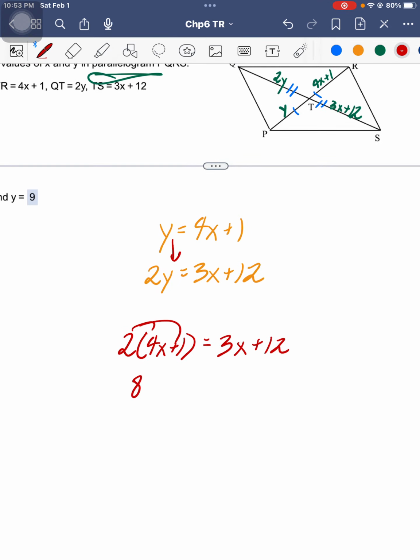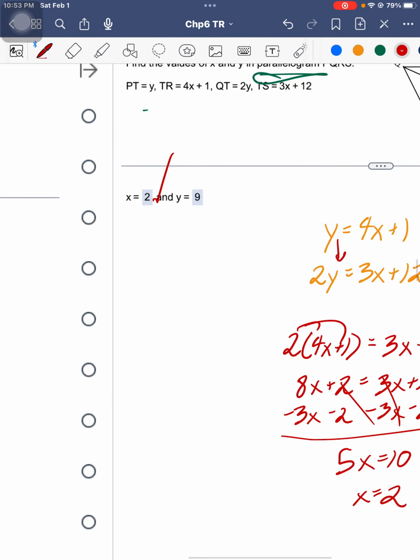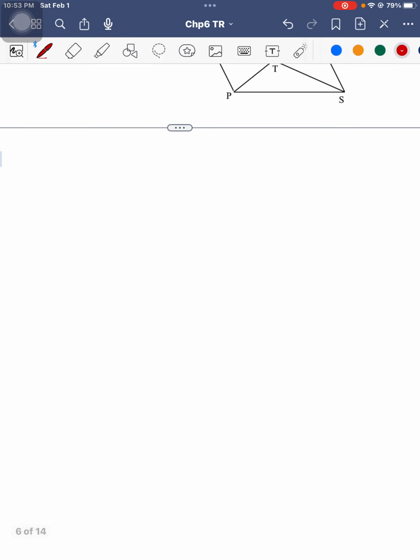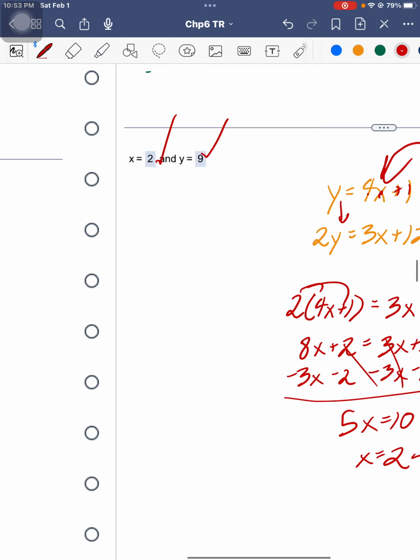Distribute: 8x plus 2 equals 3x plus 12. Minus 3x, minus 3x, minus 2, minus 2. 5x equals 10, so x equals 2. All right, perfect. Look, x equals 2. So now let's plug that into any one of these to find out what y is. I'm going to plug it in here. What is 4 times 2 plus 1? That's 9. So y should be 9. Perfect.